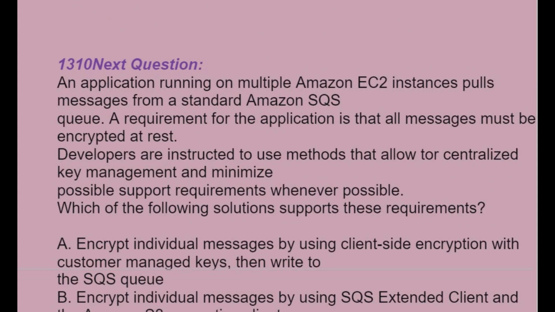Question is, an application running on multiple Amazon EC2 instances pulls messages from a standard Amazon SQS queue. A requirement for the application is that all messages must be encrypted at rest. Developers are instructed to use methods that allow for centralized key management and minimize possible support requirements whenever possible. Which of the following solutions supports these requirements?